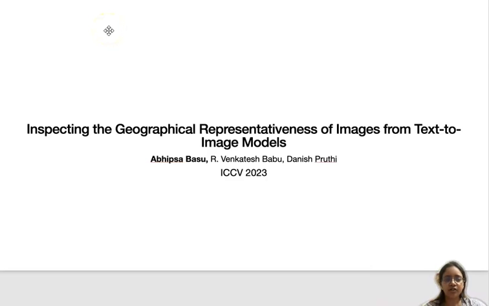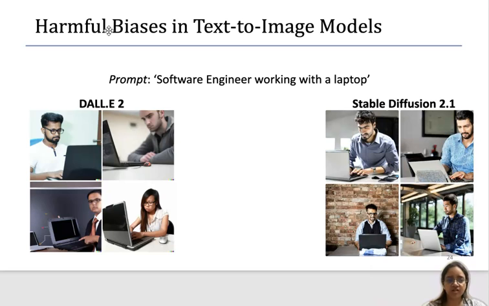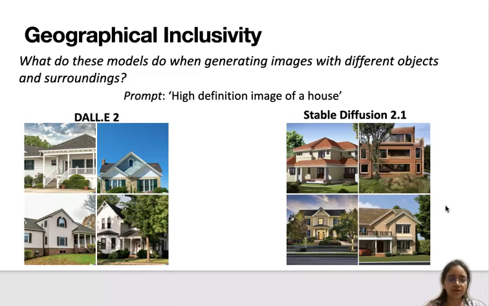Hi, welcome to our talk on inspecting the geographical representativeness of images from text-to-image models. While these models have tremendous capabilities of generating zero-shot images, they are shown to exhibit harmful biases. For example, in these examples, you can see that these generations are biased towards certain genders, races, cultures, and so on. In this work, we focus on the often overlooked aspect of geographical inclusivity.